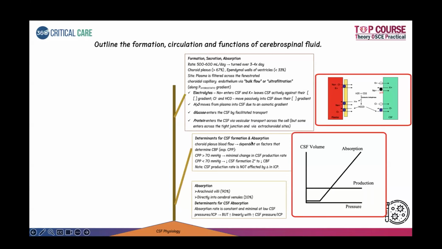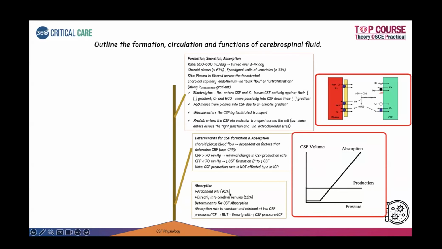Now, determinants of CSF formation, we talked about that. For a CPP of more than 70, there is minimal change in CSF production rate. But if the CPP is less than 70, then the CSF formation also decreases due to a secondary decrease in cerebral blood flow. This is a general understanding: if there is less blood going into the brain, there is less production of CSF.